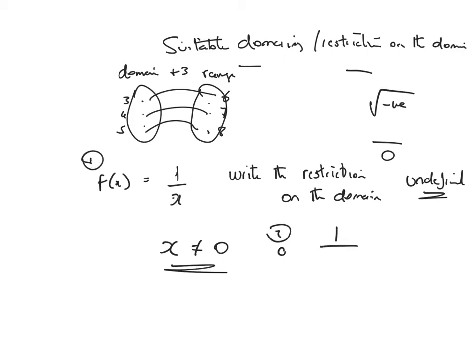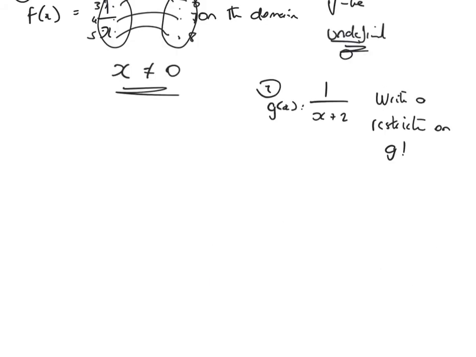Let's try a second one. We've got g of x equals 1 over x plus 2. Write a restriction on g. Okay, so this is pretty simple again. The denominator cannot be 0, so the thing down the bottom there cannot be 0. Now what is down the bottom there? It's x plus 2. So x plus 2 cannot be 0.